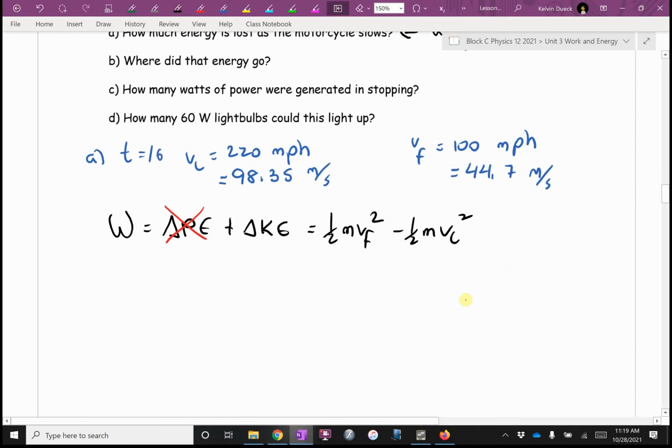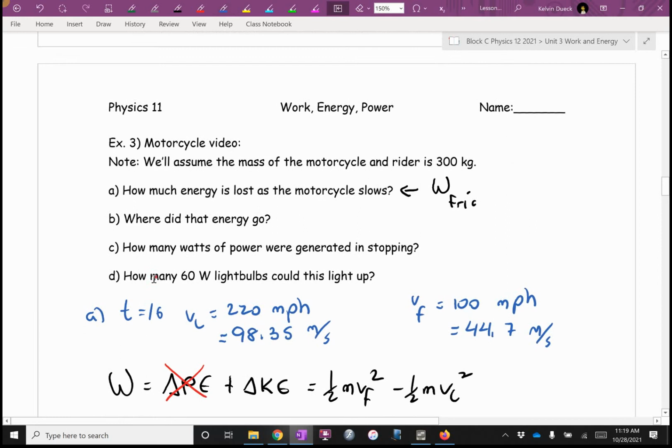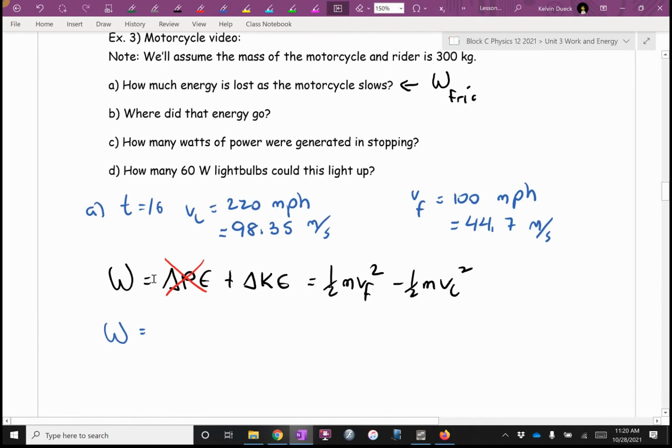Let's see what we get. Oh, we don't have a mass for a motorcycle, do we? Or did I say assume a mass in the question? I did, 300. I did some Googling at some of these street bikes, and on average, they seem to have about that. Okay, so we can go 0.5 times 300 times 44.7 squared minus 0.5 times 300 times 98.35 squared.